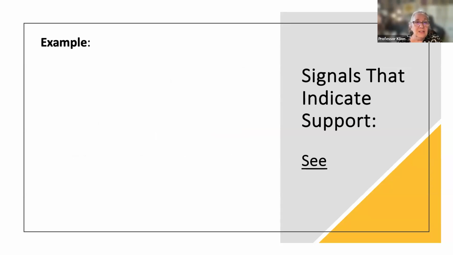The next signal that indicates support is see. You use see when an authority clearly supports but does not directly state the point that you are making. Basically that means that the authority implicitly supports your point, but doesn't come out and say your point. It is often helpful when you are using see to have an explanatory parenthetical at the end as a way to support why you think that case supports the point that you're making.